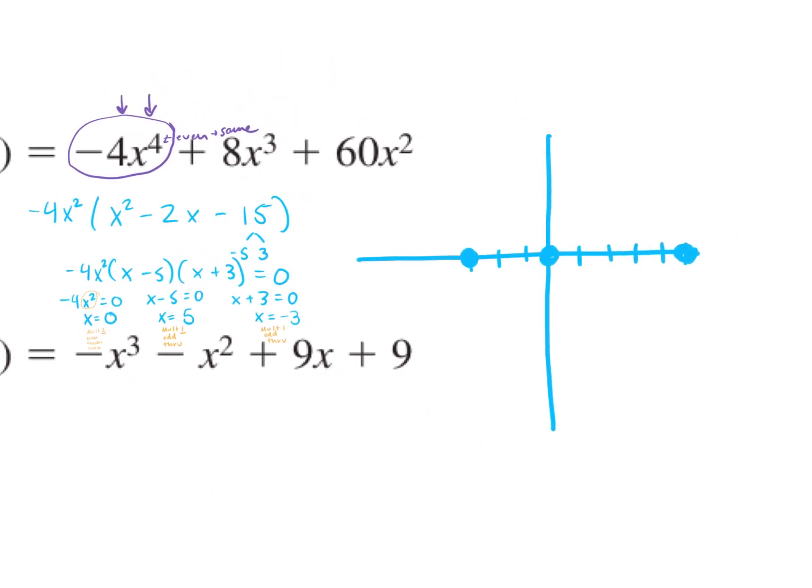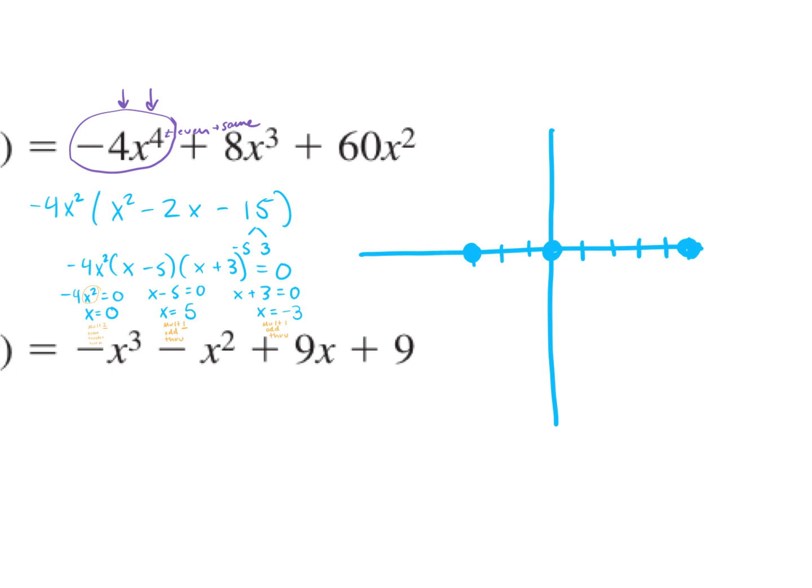So out of my point farthest to the left, I have an arrow that goes down. And out of my point farthest to the right, I have an arrow that goes down. I just copy these two arrows. Now we need to connect the dots. So we need to see, what am I doing at each point? Well, we already said that here with our multiplicity. But more specifically, at negative 3, what did I say that I do? I go through. So I'm going to go through the x-axis at this point. We cross the x-axis.